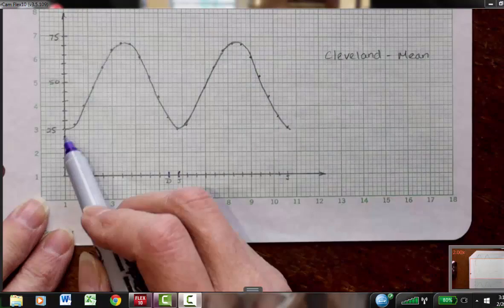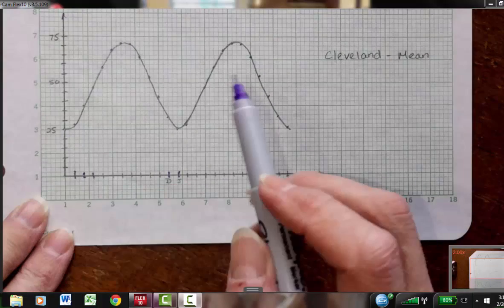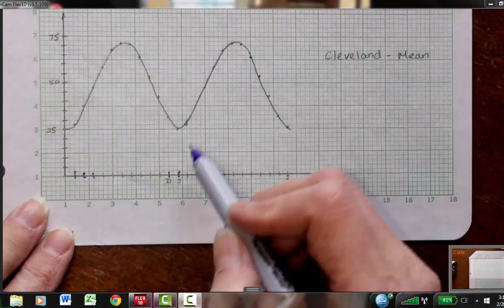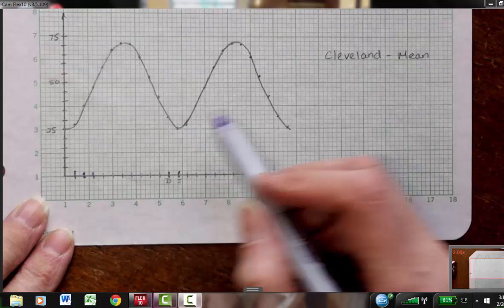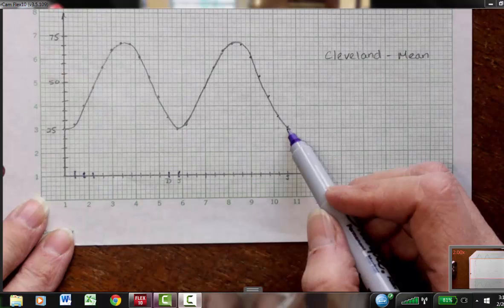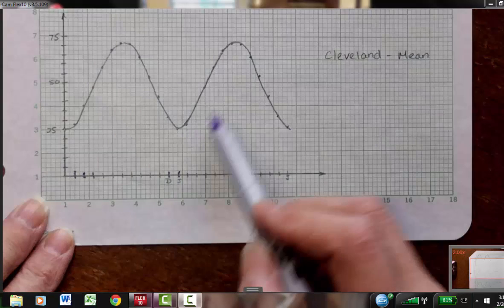This is month 1. This is January 1 of my first year, and then down here is January 1 of my second year, and then again of my third year. So you can see where I graphed 2 years.